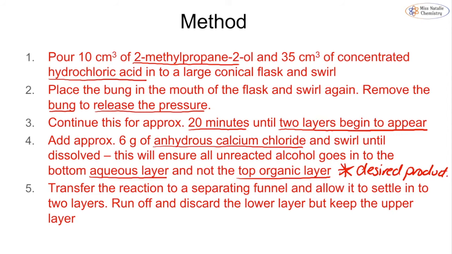Okay, so by adding this calcium chloride, what we're doing is we're increasing the density of the aqueous layer, and we're going to be having the alcohol more likely being attracted into the aqueous layer, and then we can easily separate the two. We separate them using a separating funnel. We transferred all of the liquid in, and then we allow it to settle into its 2 layers. We run off and we discard the lower layer because that's going to be our aqueous layer, and we want to keep the upper organic layer. The organic layer will typically have a lower density than the aqueous layer, which is why it will go on top.